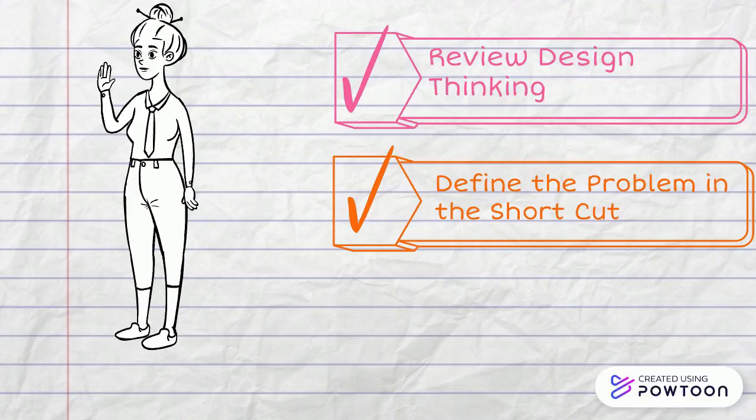Welcome back to Problem Solvers Club. Today we are going to review the design thinking process and how it can help us solve problems and how we practice that with books. And we are going to move on to the second step, which is to define the problem in The Shortcut.